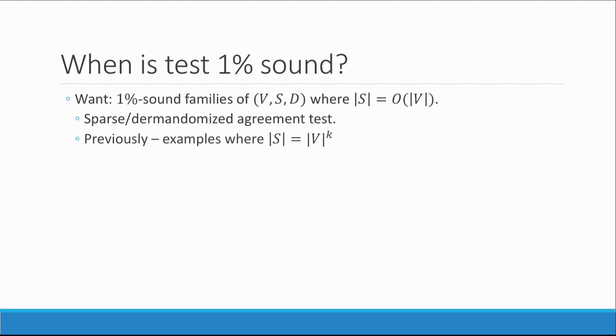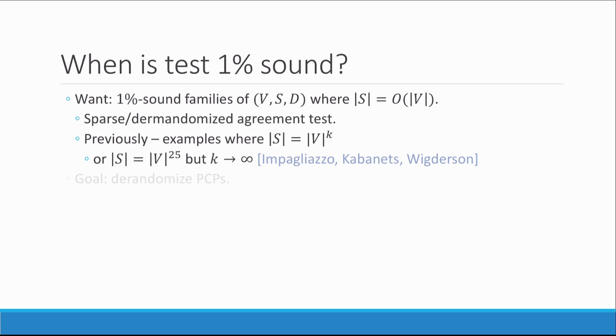In previous results, the examples that I talked about before were either looking like this, where the number of sets grew like the number of vertices to the power of the set size, or something like this, where the number of sets was a small polynomial of the number of vertices. This is by Impagliazzo, Kabanets, and Wigderson. I should say though that in this case, the set size itself grows to infinity, which is kind of weird when you want to use this in applications.